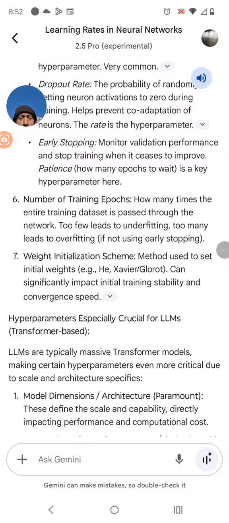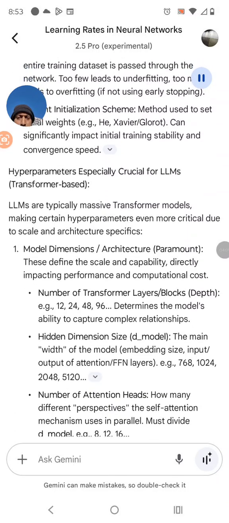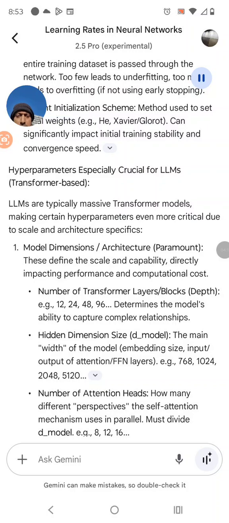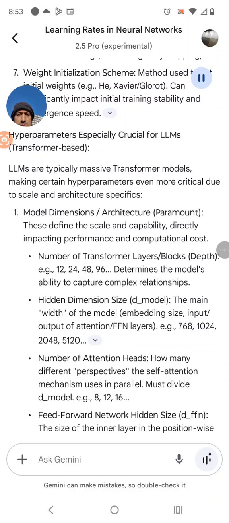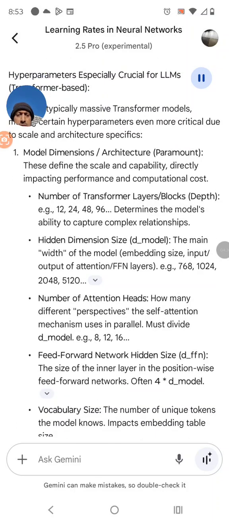Okay, let's continue to LLMs. Transformer-based LLMs are typically massive transformer models, making certain hyperparameters even more critical due to scale and architecture specifics. 1. Model dimension/architecture, paramount. These define the scale and capability, directly impacting performance and computational cost. Number of transformer layers, blocks, depth, e.g., 12, 24, 48, 96. Determines the model's ability to capture complex relationships.